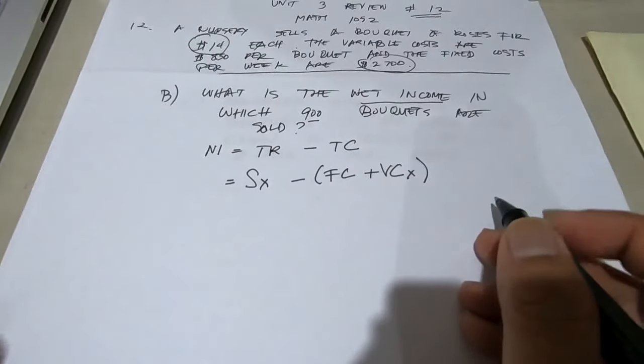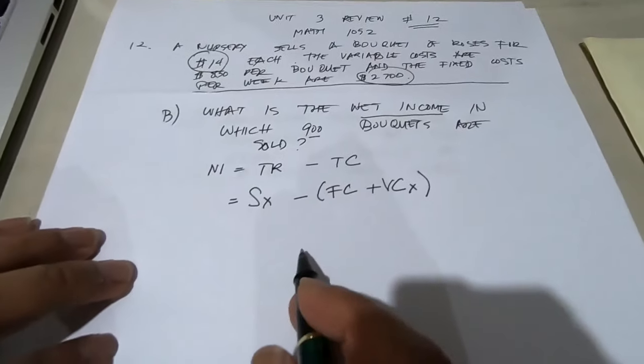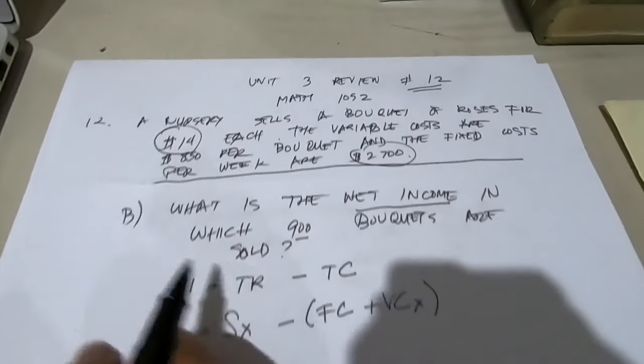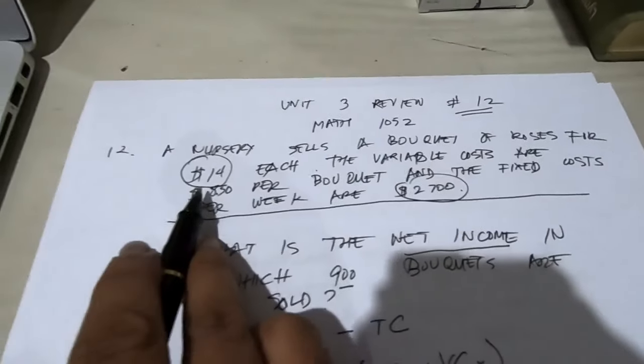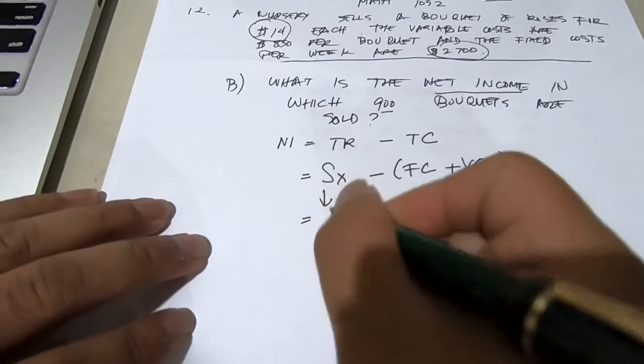Now we simply plug in and go back to the main word problem. All right, so in the main word problem, we know that the price of the roses is $14. So we simply plug in. So $14 goes down here.